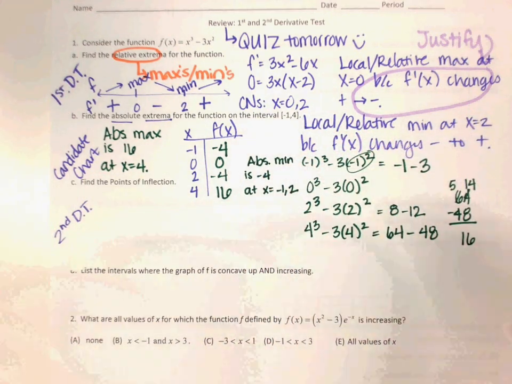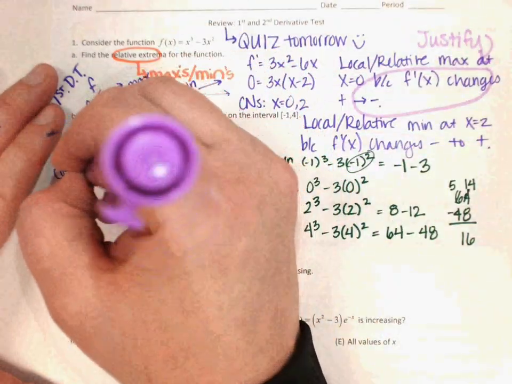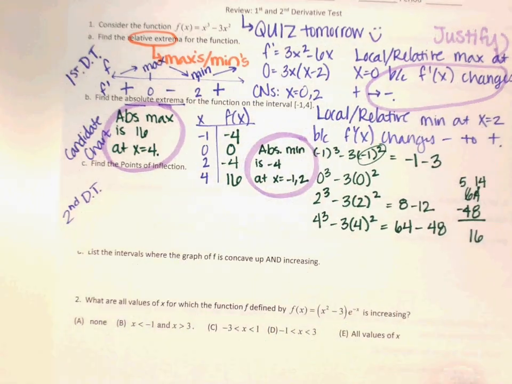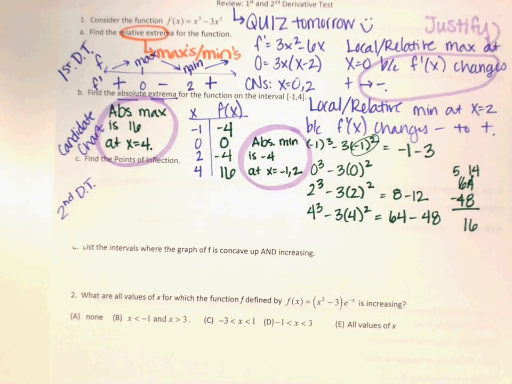Now remember, if I were to tell you the highest score on the test was a 98, does that mean that 2 people can't get a 98? No. You're looking at your y value. So my absolute max is 16, my absolute min is -4. It doesn't matter if multiple points hit that height.